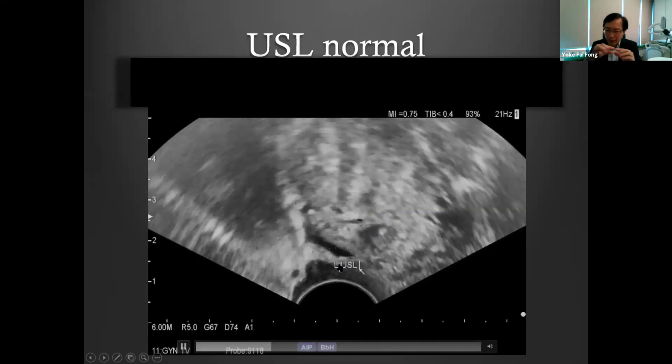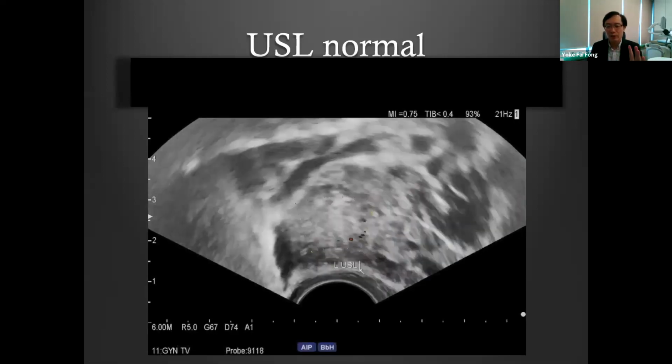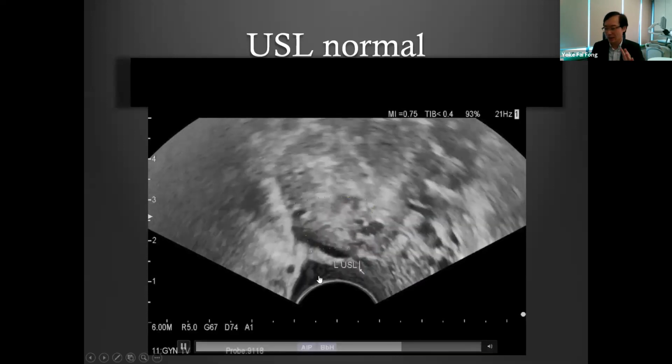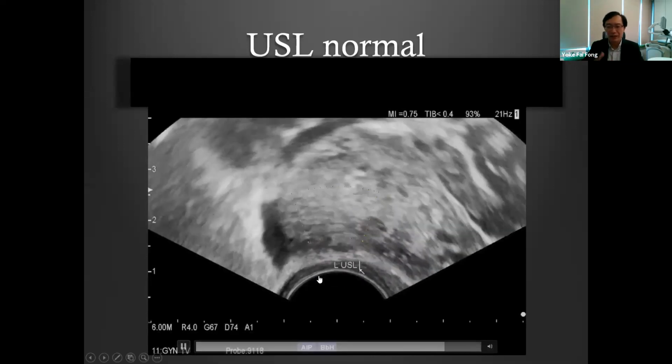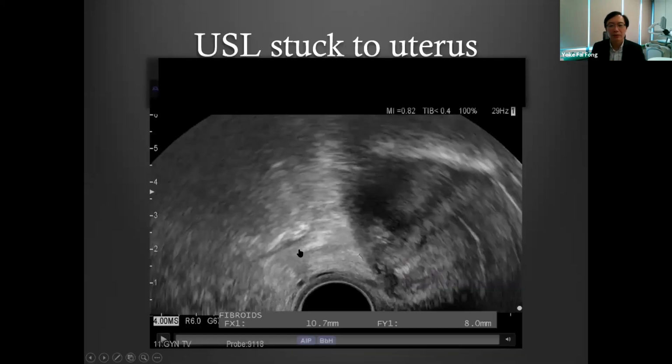It's probably a white fibrotic line, but this patient is actually quite nice. She doesn't have any endometriosis. The uterosacral ligament is elastic and it's quite smooth and it's mobile. Okay, then look at this. Okay, so this is the thickened uterosacral ligament, which is stuck to the back of the uterus over here.